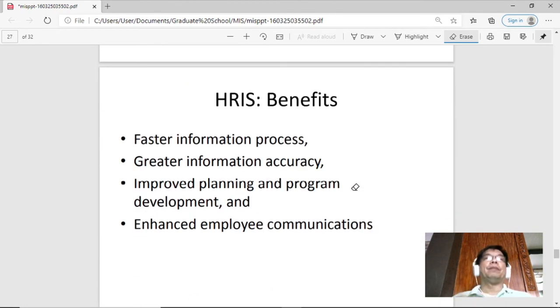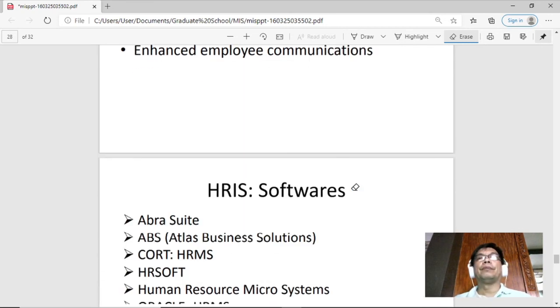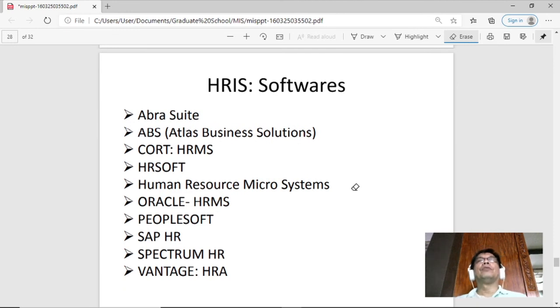So HRIS benefits: faster information processing. We all know that because if you have a system, you have databases, you have computers, then processing of information is a lot faster. Greater information accuracy, improved planning and program development. We have seen that a while ago. Enhanced employee communications. And these are examples of HRIS software.